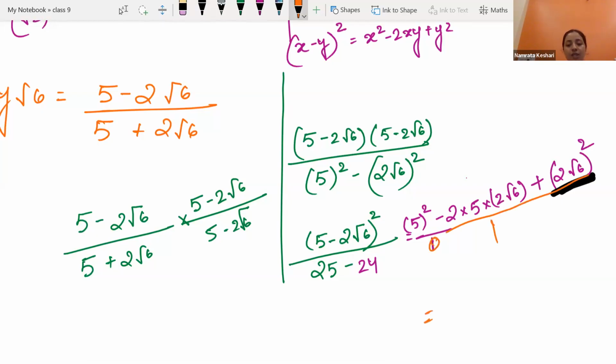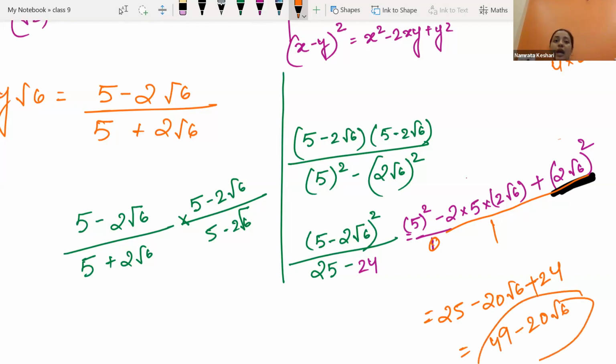We'll be having 5 times 5, 25, minus 5 2 times 10, 2 times 10 is 20 root 6, and here just now we have done the square of 2 root 6 and we have obtained just 24, right? 2 root 6 into 2 root 6 was 24, right? Yes, ma'am. So we'll be getting 24 plus 25, that is 49, minus 20 root 6. That is what we got after rationalization. Basics I have explained and the trickiest question I have taken from rationalization.